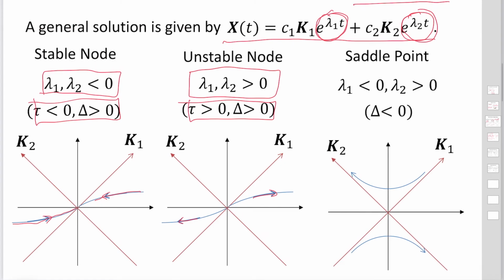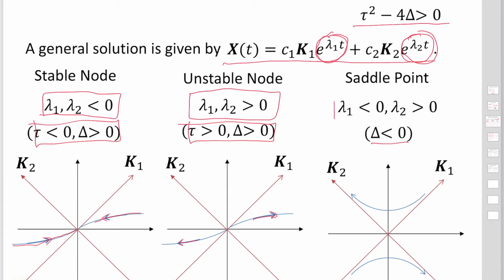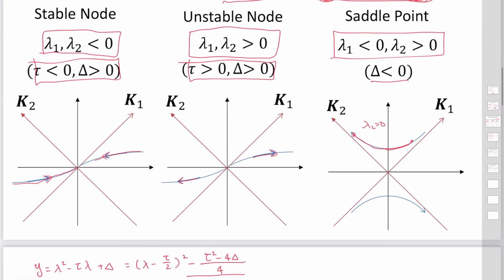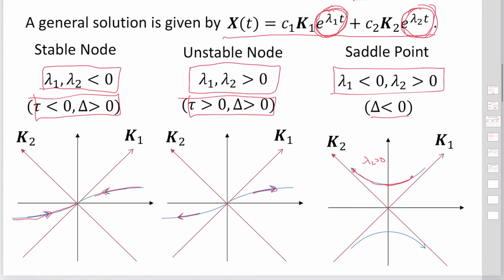So when delta is a negative quantity, lambda sub 1 is negative and lambda sub 2 is a positive quantity. So the first term is decreasing with time, but the second term is increasing with time. If you place the particle here, the particle is moving close to the origin, but in the direction of k sub 2 it is increasing because lambda sub 2 is a positive quantity. Okay, we call this point a saddle point. It's an unstable critical point.